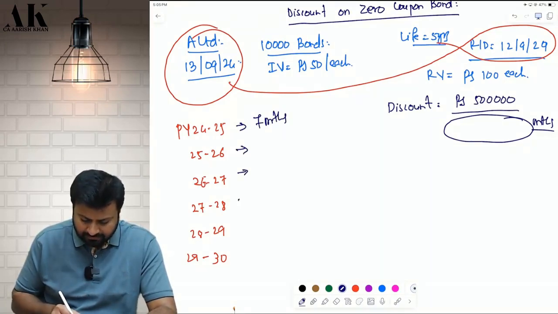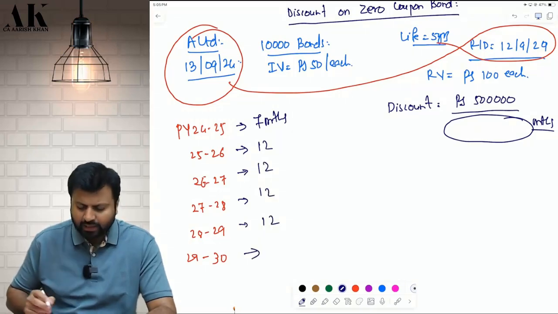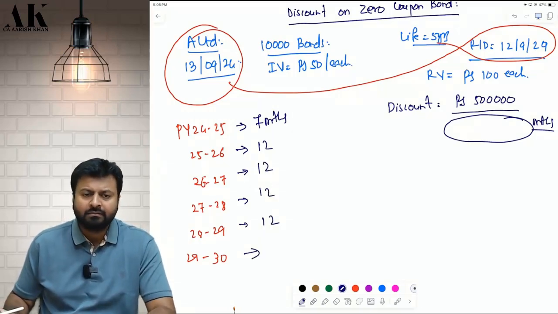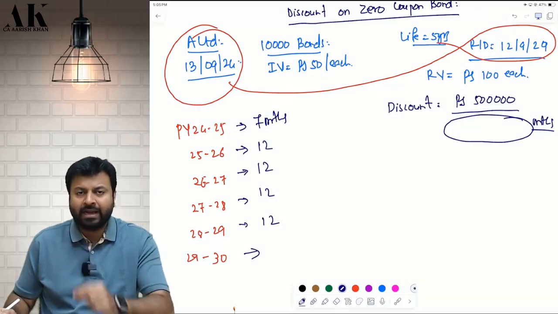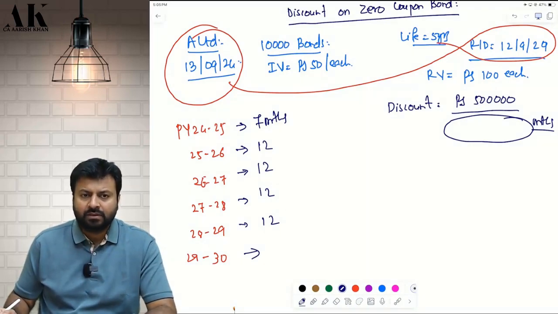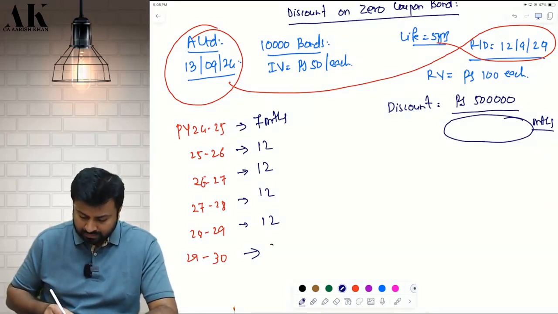Now in second, third, fourth and fifth year, it will be 12 months, 12 months, 12 months and 12 months. And in last year, how many months will be counted? April 29, May 29, June 29, July 29, August 29. What about September 29? It is not issued for 15 days or more. It is for only 12 days in September 29. So we have to ignore September 29. Okay. So this will be 5 months.